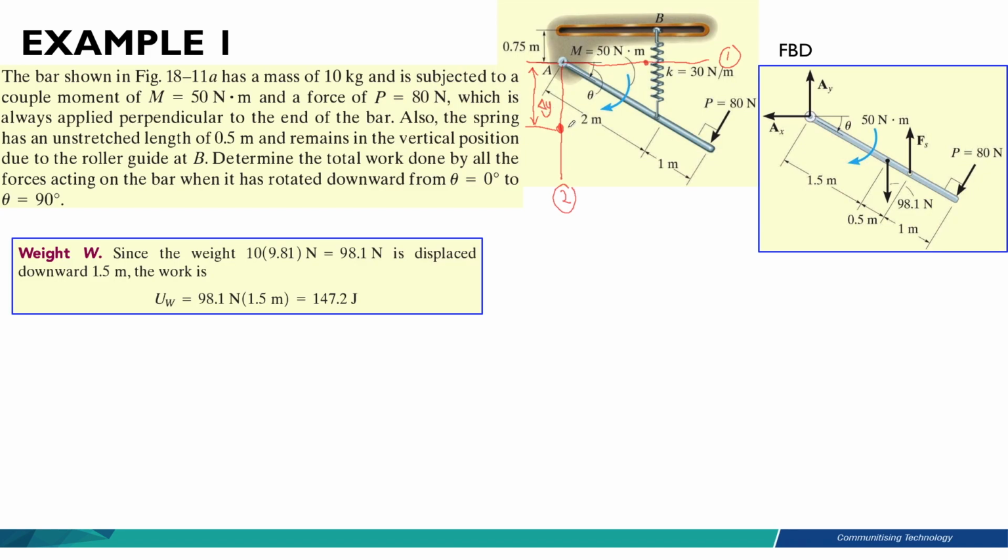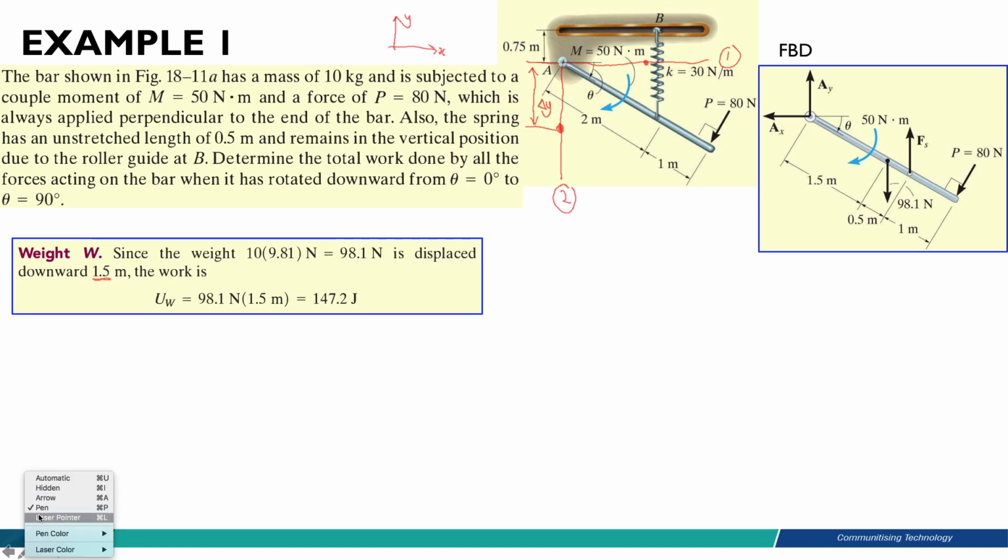So going down here will be negative because we define our axis like this. This is positive x and this is positive y. So going down is definitely negative. So the length of the bar is 3 meters. So going down here means that delta y is half of the bar, that is equal to 1.5 meters. That's why it's 1.5 over here.